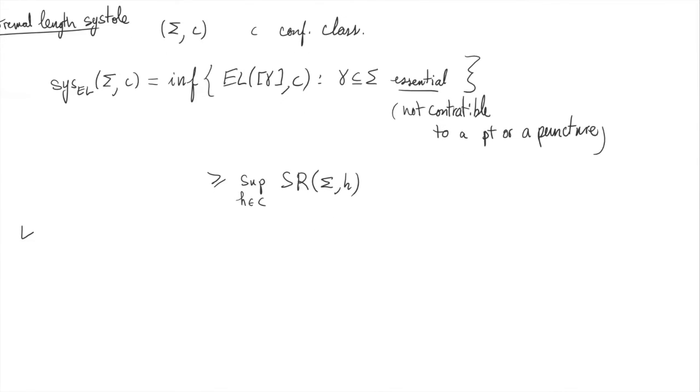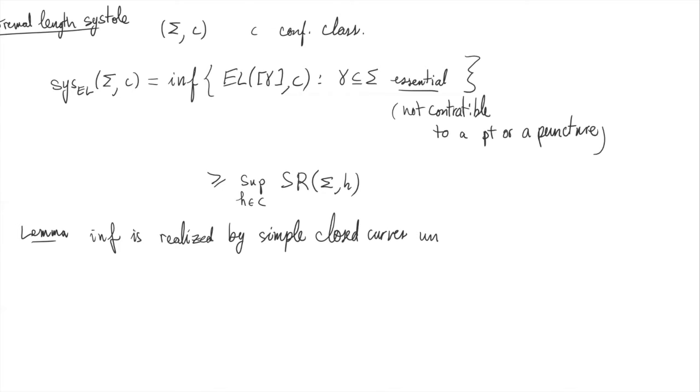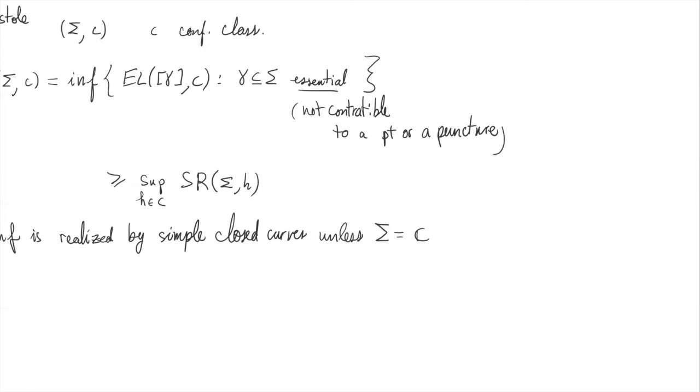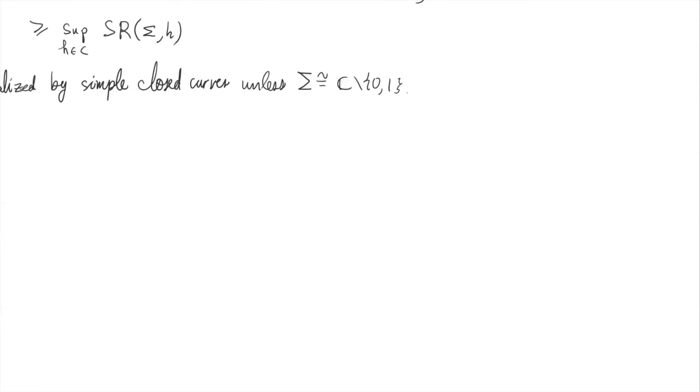Okay, and here's a lemma concerning this definition: in the definition, we can restrict ourselves to simple closed curves rather than all closed curves. So the infimum is realized by simple closed curves unless sigma is a triply punctured sphere, say C minus {0, 1}. And in that case, the shortest curves are figure 8s around 2 of the punctures.